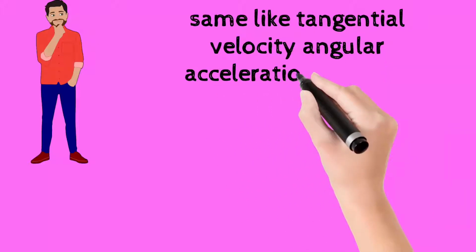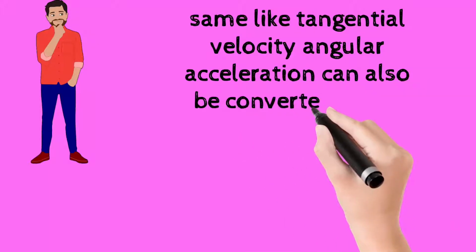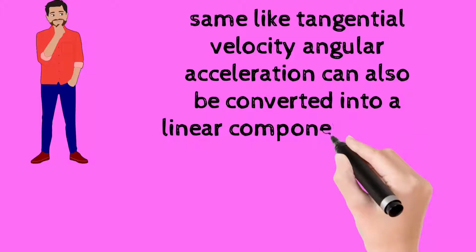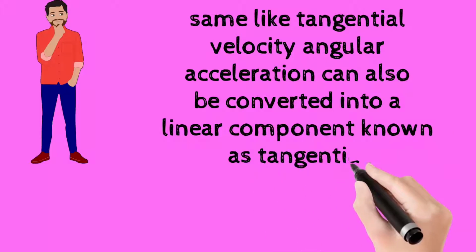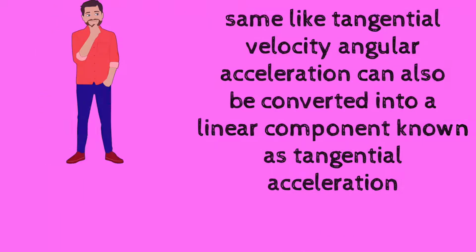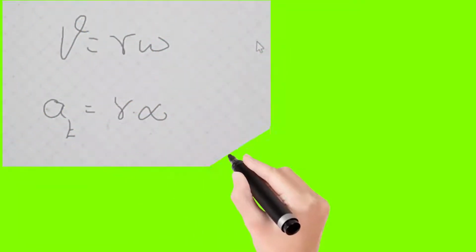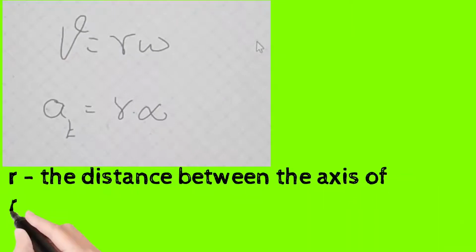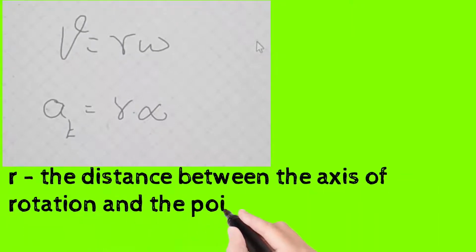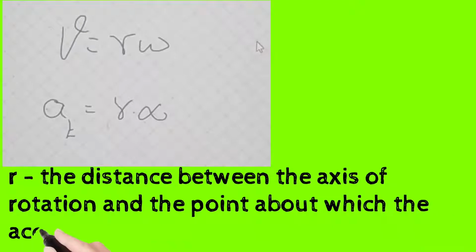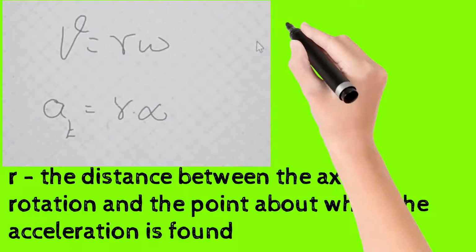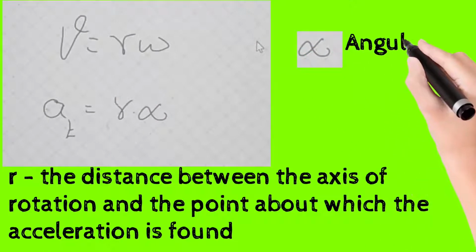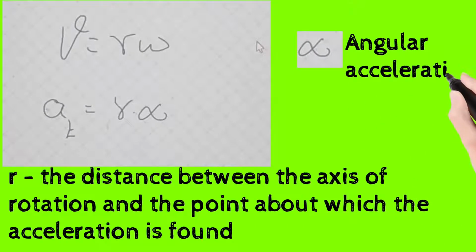So, same like the tangential velocity which we have used for converting angular into linear, the acceleration also has a linear component known as tangential acceleration. Like the tangential velocity, which is given by the formula v = rω, the tangential acceleration is also given by the formula rα, where r is the distance between the axis of rotation and the point about which the acceleration is found, and α is the angular acceleration.